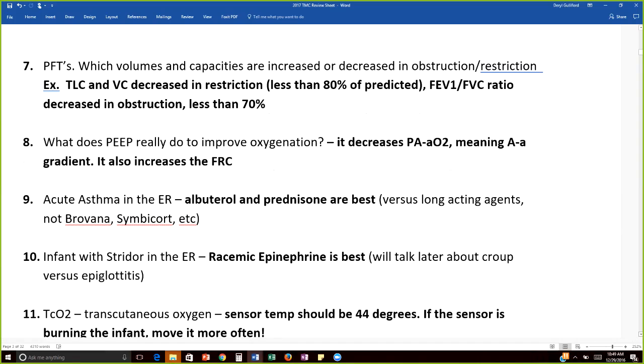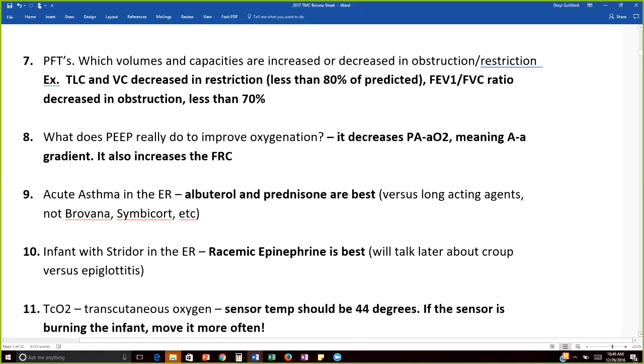FEV1 to FVC ratio is decreased in obstruction. It's less than 70%. That's the definition of obstruction. So you must know that. We're going to share a little more detail later, but that's a key concept that you must have. TLC and vital capacity decreased in restriction, less than 80% predicted. FEV1 to FVC ratio decreased in obstruction, less than 70%.